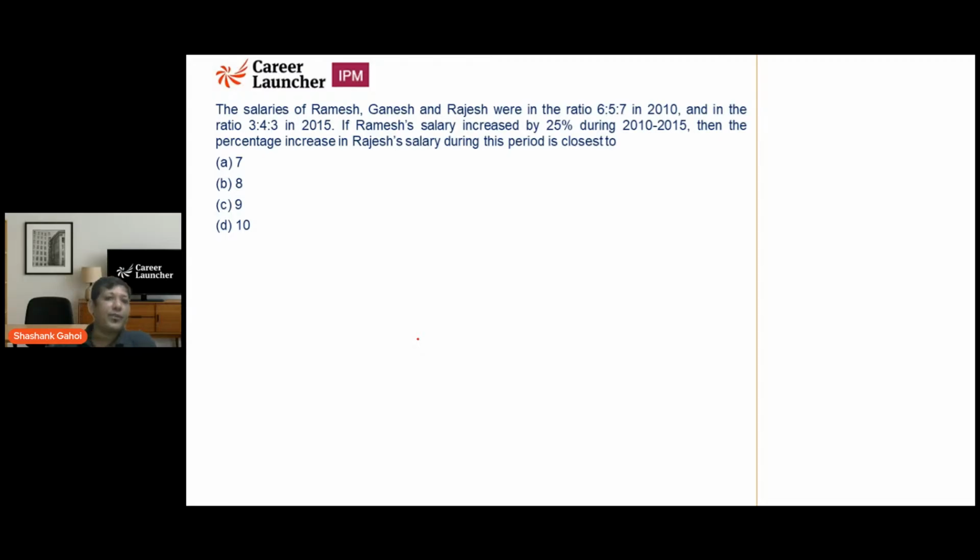And in 2015, the ratio was 3:4:3. Fair point. Okay. If Ramesh's salary increased by 25%, then what is the percentage increase in Rajesh's salary during this period, closest to? Okay. So what I'm going to do, in year 2010, the salaries of Ramesh, Ganesh, and Rajesh, I am assuming, are 600, 500, and 700.